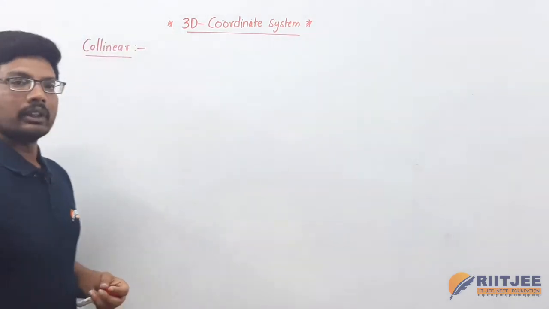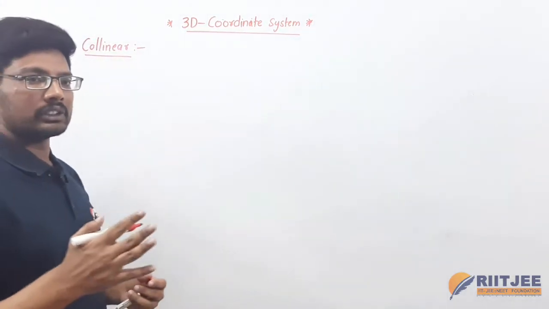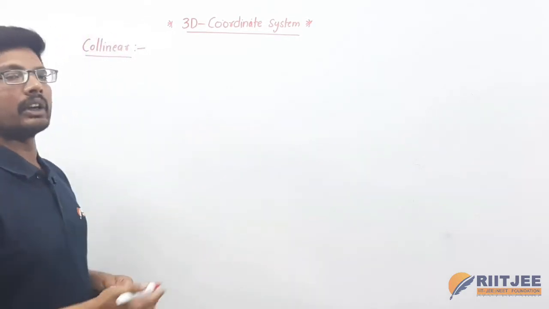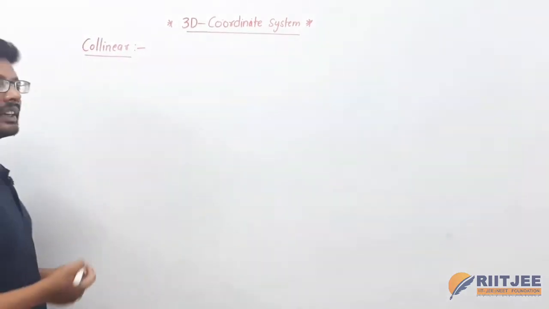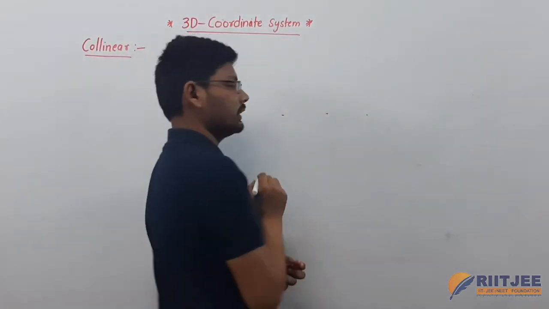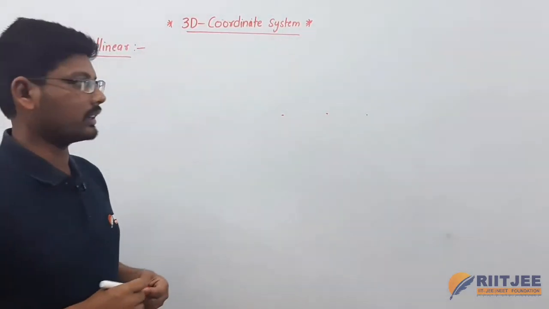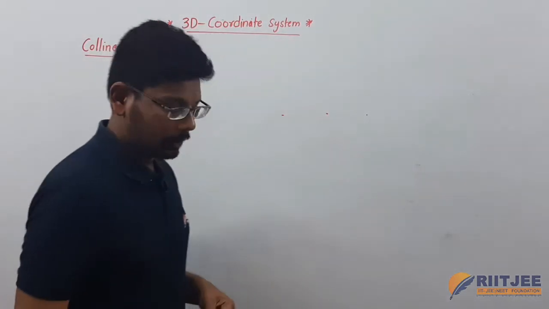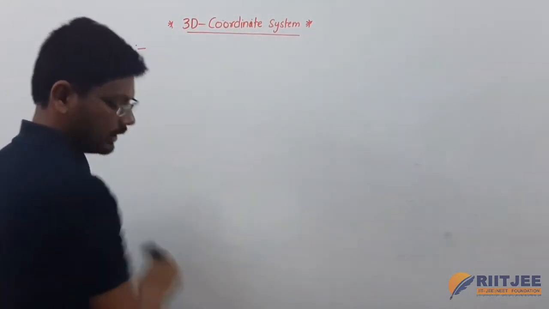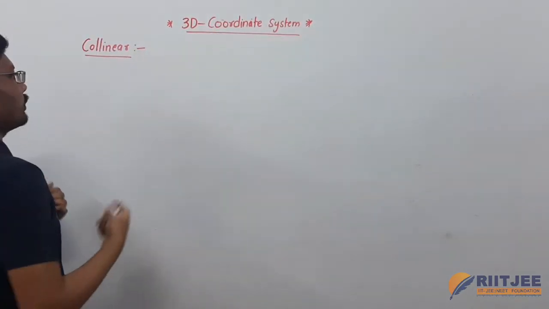Collinear is nothing but 3 points. If 3 points lie on the same line, we can call the 3 points collinear. So whenever 3 points lie on the same line, they are collinear. And here I am taking the first point.